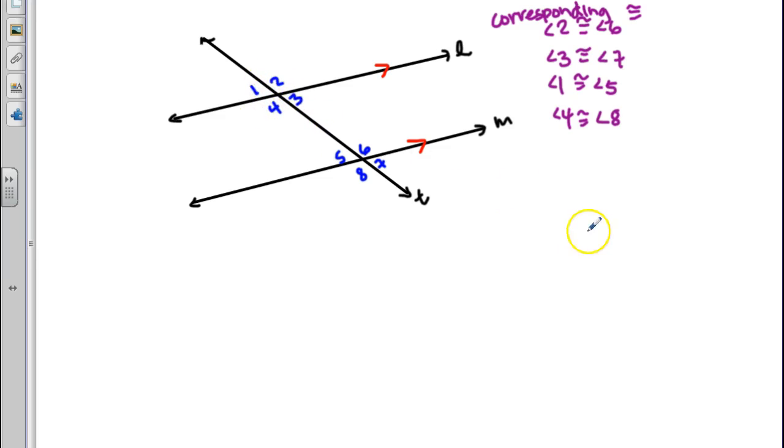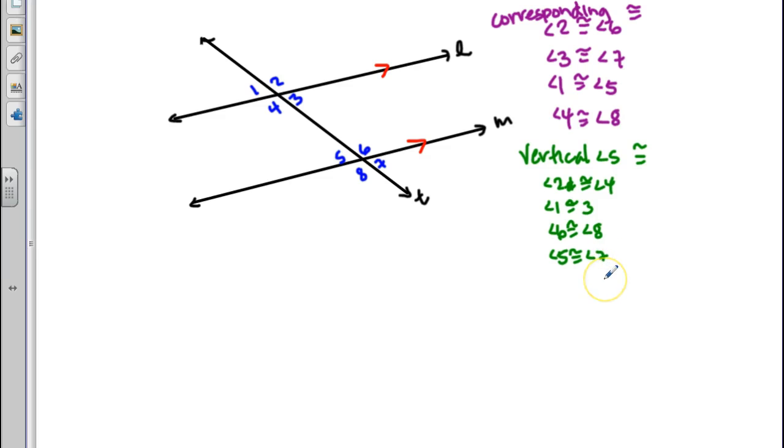So think about what other things you know about these angles. You also know vertical angles. Let's do those first. Vertical angles are congruent. So we have 2 and 4. 2 is congruent to 4. We have 1 is congruent to 3, and then we can do the other sets. Angle 6 is congruent to angle 8, vertical angles. Angle 5 congruent to angle 7. Remember, vertical angles don't share any sides in common, they just meet at the vertex. Vertical angles, 2 lines intersecting, those ones that are across from each other.